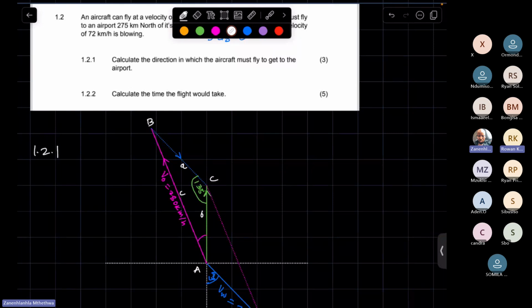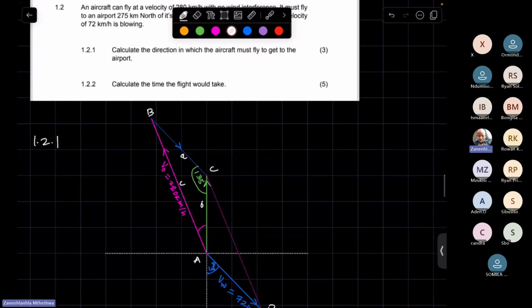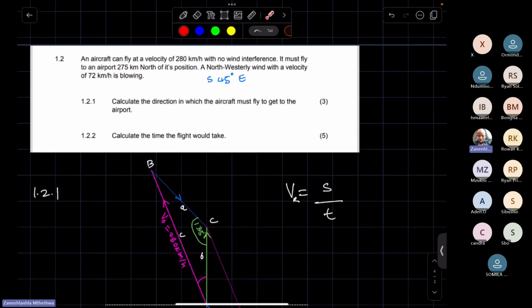Now, in order for us to be able to calculate the time, we first need to calculate the resultant. So we need to calculate this resulting velocity. And then we know V is equal to S over T. So from this, you'd simply solve for T. This would be the resulting velocity. This would be the displacement, which we've already been given. It's 275. So once you've calculated this, we'll then solve for T.